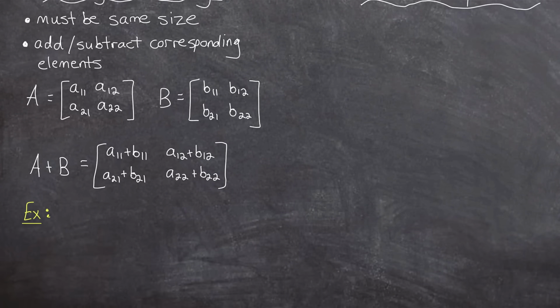Given matrix C and matrix D, let's find the sum of those matrices. Because the original 2 matrices are the same size, they're both 2 by 3, I know when adding them together, I will get a 2 by 3 matrix as well.